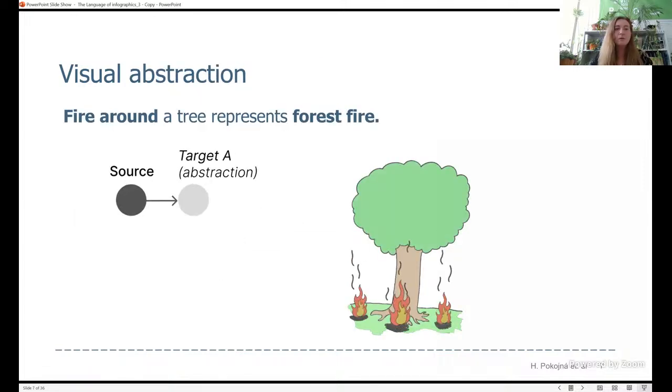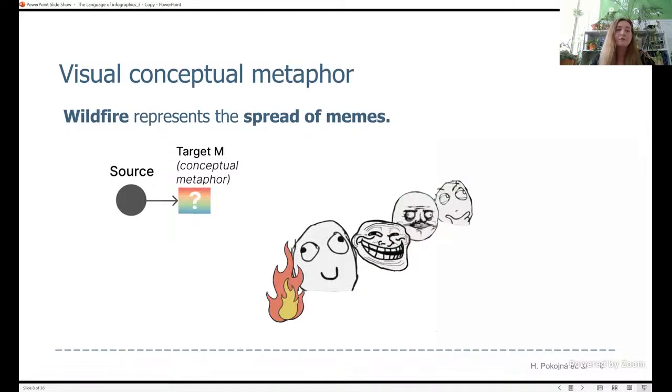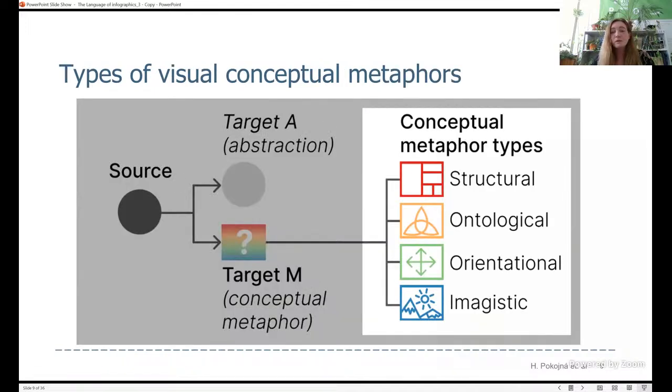So here is an example where our source is a glyph of a fire representing a forest fire, which is conceptually the same. So we're talking about an abstraction. And in visual conceptual metaphor, we have source, which is wildfire, so image of wildfire representing the spread of popularity of memes. So conceptually, totally different. So once we decide whether the thing we're talking about is a visual abstraction or conceptual metaphor, we can then classify it into one of the 4 different types.